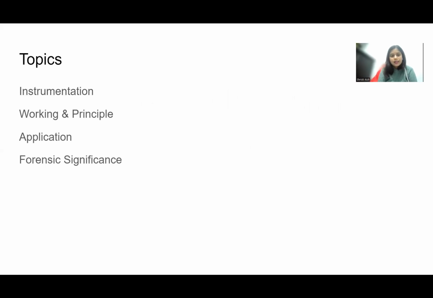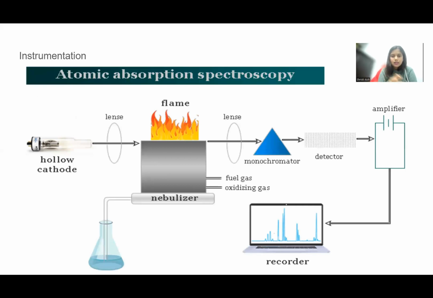Now in this topic we'll cover instrumentation, working and principle, application and forensic significance, not in lengthy text, because I know all that is already present on Google. You can type and get the best notes from the best websites. We are going to understand the concept in very basic language, very easily, so that we can retain it, right? So this is your instrumentation part. You can see the sample, light source, flame, detector and all. We'll break it down into each component and study it.